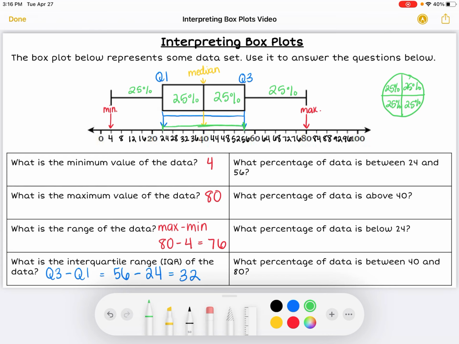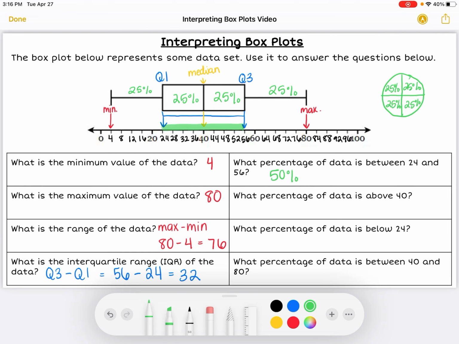So it's basically saying what percentage of the data is in this. Maybe I'll use a highlighter for this. It's basically saying what percentage of data is in the box. And we know there's 25% in the left half of the box and 25% in the right half of the box. So that's a total of 50% of the data. So half the data is in that interquartile range section, in the box section from 24 to 56.